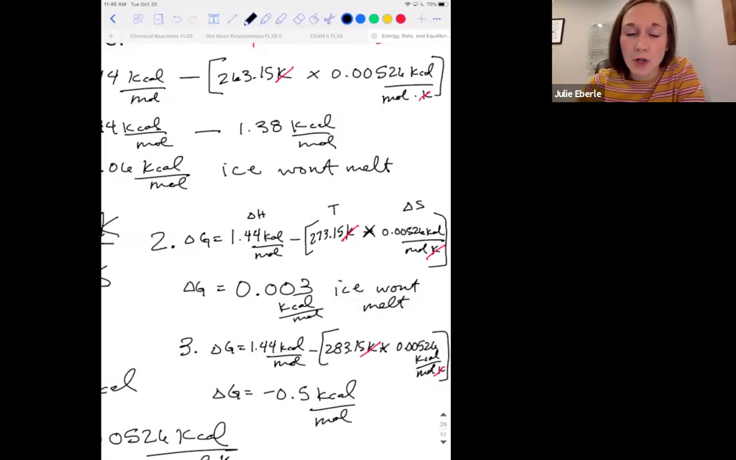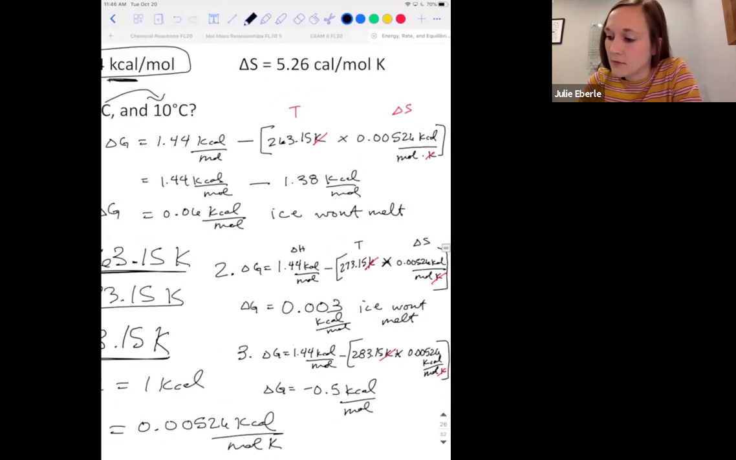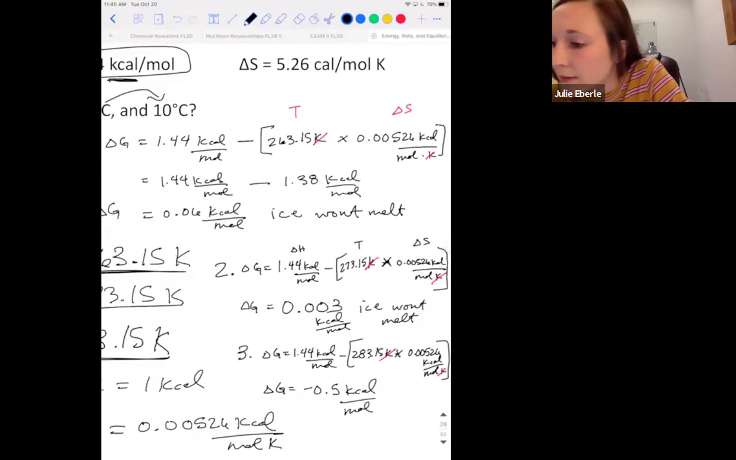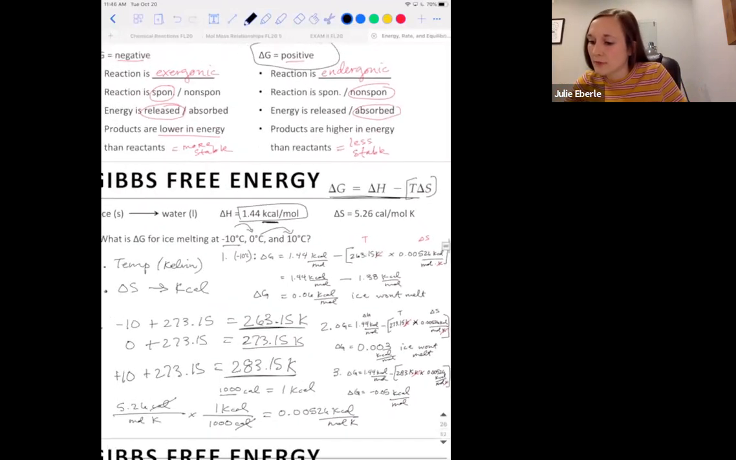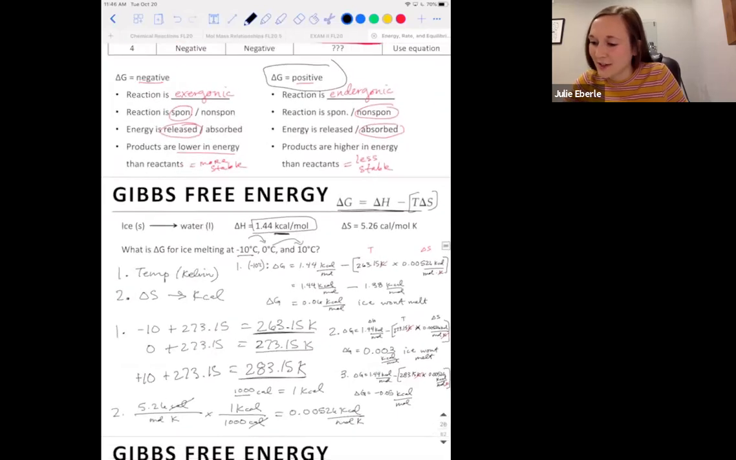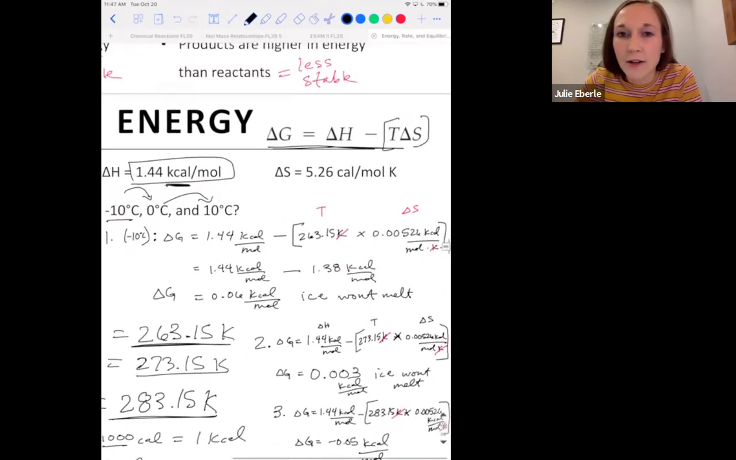At a high enough temperature, ice will spontaneously melt. Okay. Is it negative? Oh, 0.05. Sorry. Not 0.5. Negative 0.05. Thank you. Okay. So I should have calculated my temperatures in a much smaller space, but I didn't. So sorry to have crammed all that in, but hopefully you get the gist of how to calculate a delta G.